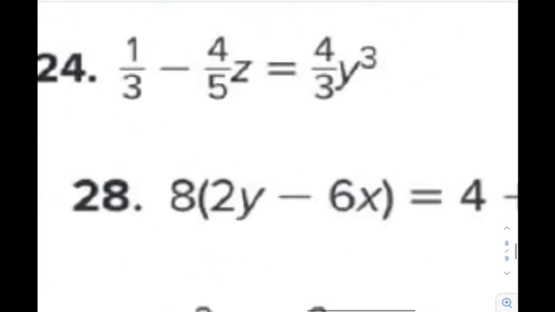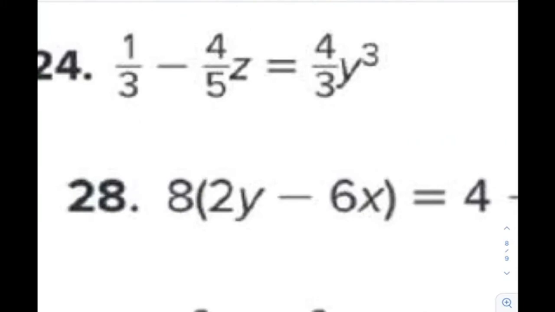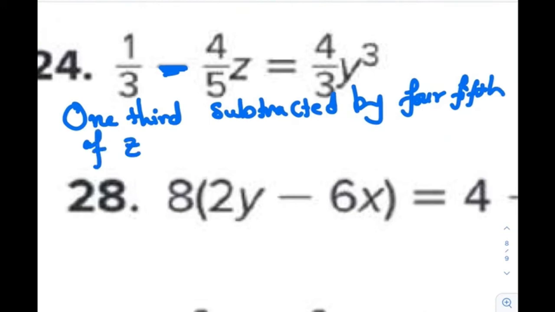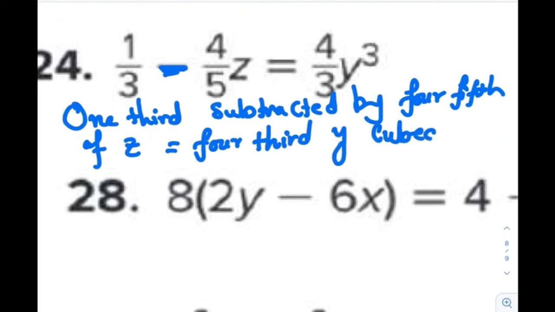Let's go here with fractions. This is 1 over 3. So we are not saying 1 over 3, we will say 1/3 subtracted by 4/5 of z, meaning multiplied by z, is equal to 4/3 y cubed, which is y to the power 3.